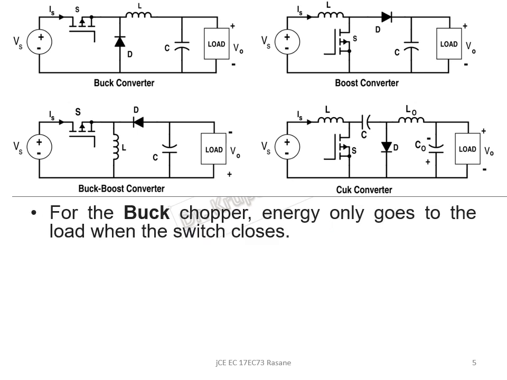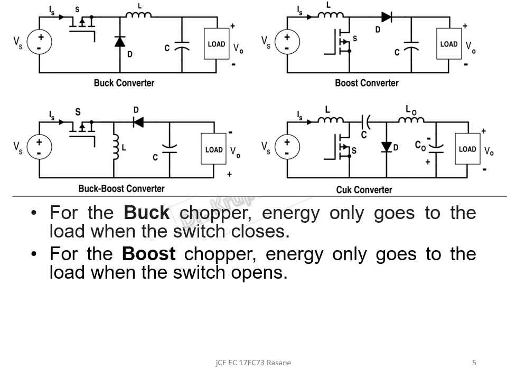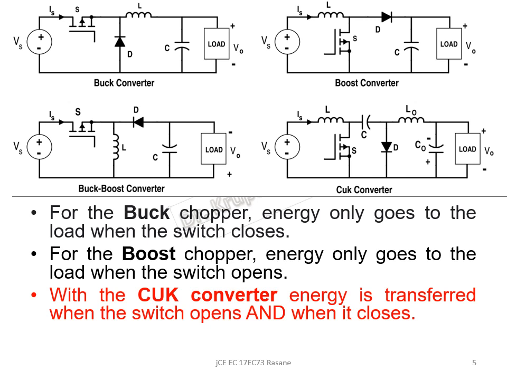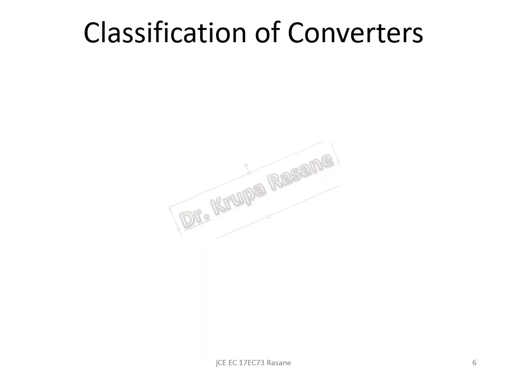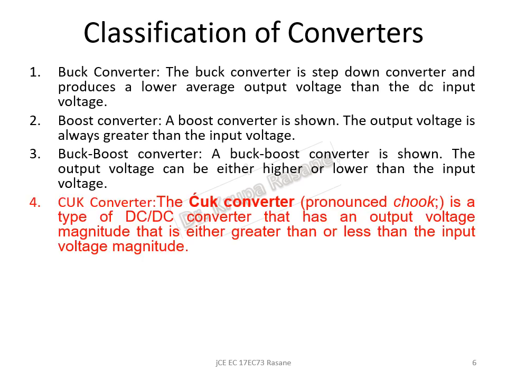We know that in a buck chopper, energy only goes to the load when the switch is closed. So when I close the switch, energy goes to the load. That is your buck chopper. Next, in a boost chopper, the energy only goes to the load when the switch opens. Then in your buck boost converter as well as Cuk converter, the energy is transferred only when the switch is open and when it closes. That is for the Cuk converter. So this was the classification.